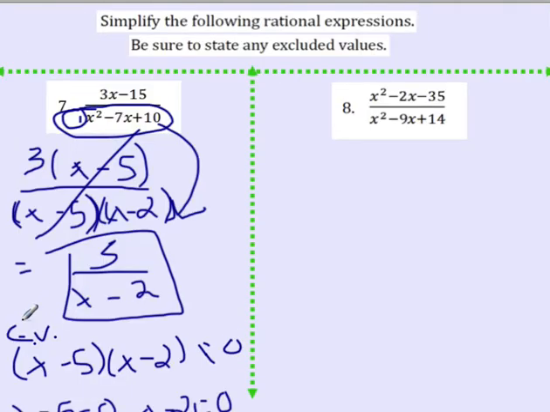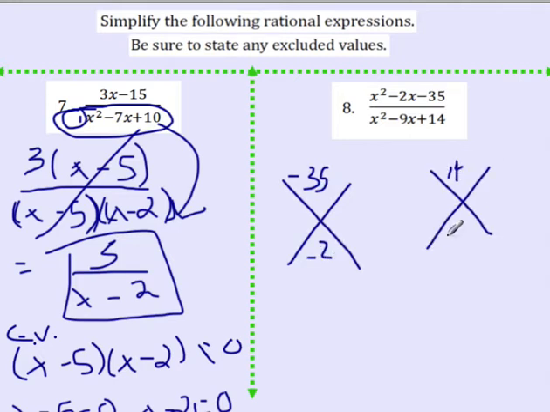Now let's take a look at number 8. Number 8 is going to require 2 rounds of factoring. So we're going to be multiplying to a negative 35 and adding to a negative 2, and we're going to be multiplying to 14 and adding to a negative 9. So to set up this x, I'm going to use negative 7 and 5. To set up this x, negative 7, negative 2.